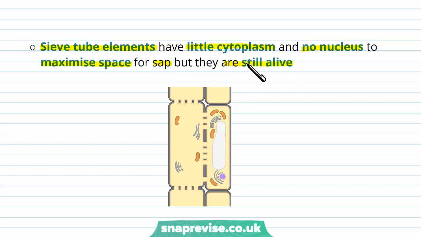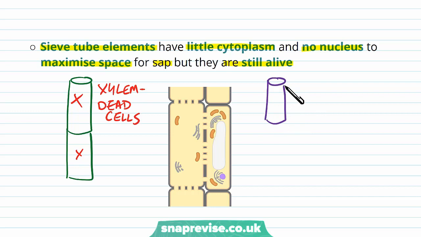In xylem, the cells would pack end to end to create these tubes, but then they would end up losing all of their organelles and get surrounded by lignin, so they would be dead. However, in the case of phloem, the cells stack end to end again, remove some of their cytoplasm and their nucleus, but they're still living. So phloem is a tissue which is alive.